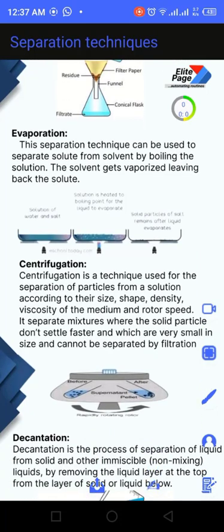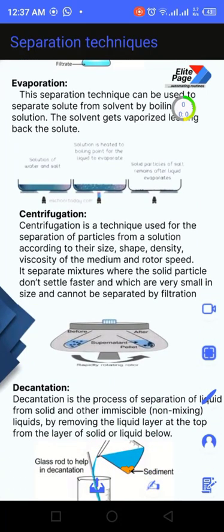The next separation technique that we have is centrifugation. Centrifugation is a technique used for separation of particles from a solution according to their size, shape, density, viscosity of the medium, and rotor speed. It involves separation of solid particles that do not settle fast and which are very small and cannot be separated by filtration.